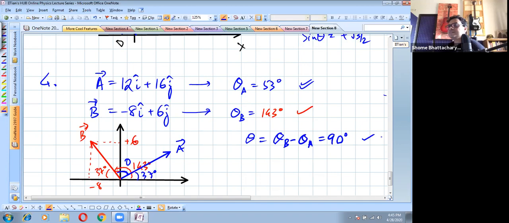Now later we will see that this is not the most efficient way of finding the angle between two vectors. There is a shortcut method, but from what I have taught you till date, this is the method I wanted you to apply for this. Okay. So this was question number 4.